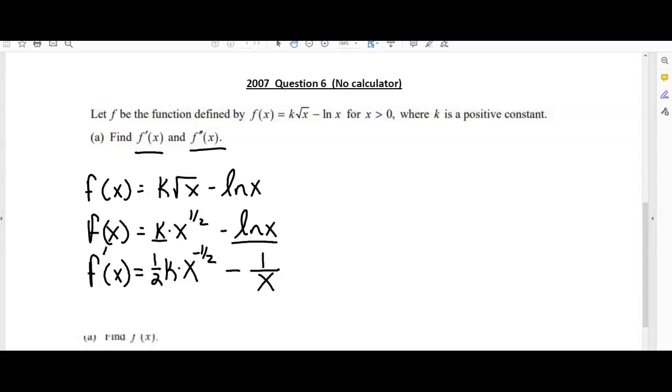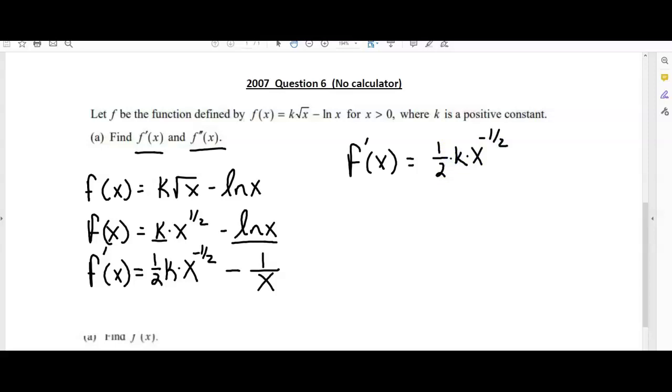Now, I want to find my second derivative. So here we go. Let's find the second derivative now. The second derivative will be the derivative of this one. But actually, before I begin finding that second derivative, I want to rewrite this a little bit more. Because right now, this one here is in pretty good shape, the 1/2 k x to the negative 1/2. I'm happy with that guy.